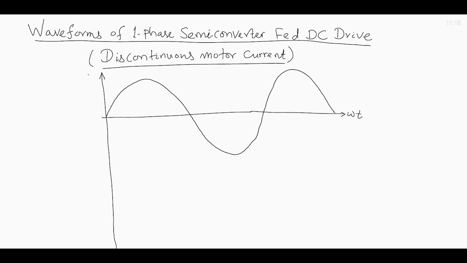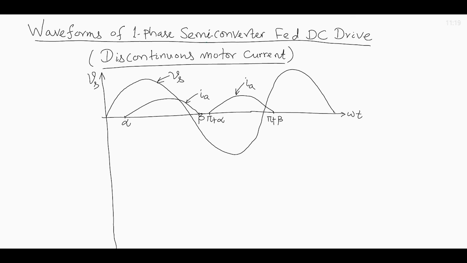Omega t axis, V S, this is the supply voltage V S. The motor current is discontinuous. So, current will come to 0, and when the thyristor is triggered at omega t equal to alpha, current will start from 0, and again it will come to 0 at extinction angle, turn off angle beta, and from pi plus alpha to pi plus beta, again current will be there. So, this is the motor current I A.